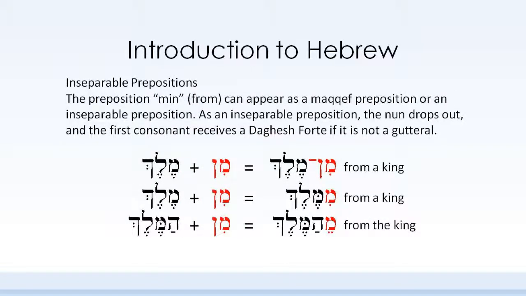The preposition min, which means from, can appear as a makef preposition or an inseparable preposition. As an inseparable preposition, the nun will often drop out, and the first consonant of the object will receive a dagesh forte, if that consonant is not a guttural letter.